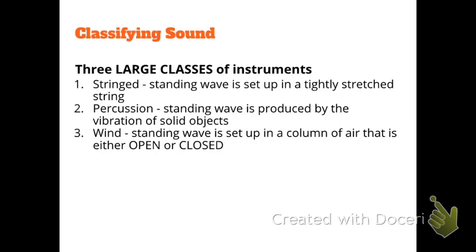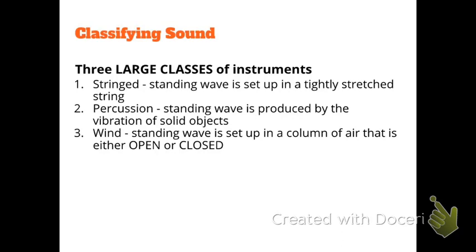So we've been talking about strings, right? The strings are standing waves on the highly stretched string. So everything that we dealt with on here was basically stringed instruments, how that works. Percussion is a standing wave that is produced by the vibration of solid objects when you hit something. We're not going to talk too much about that one. The third one, wind, also includes brass. It's a standing wave that is set up in a column of air that is either open or closed, like recorders or clarinets, anything along those lines.